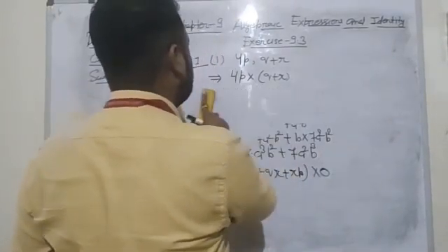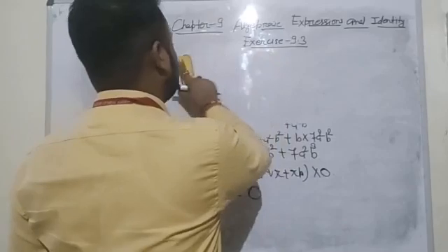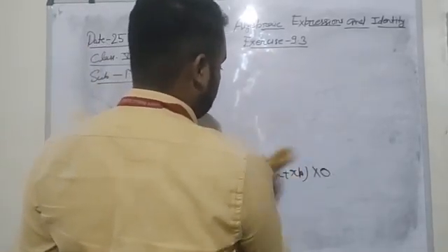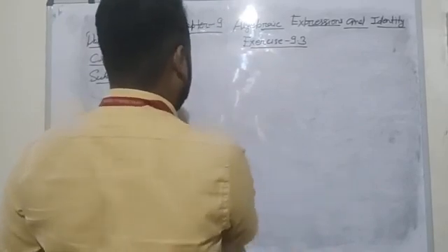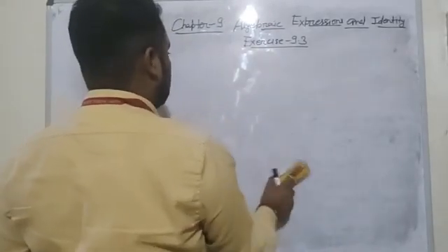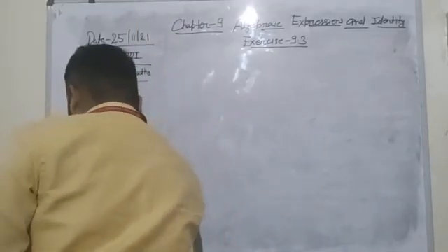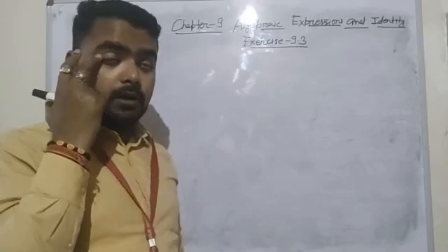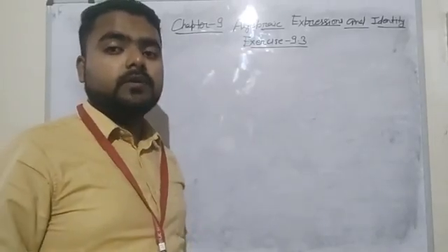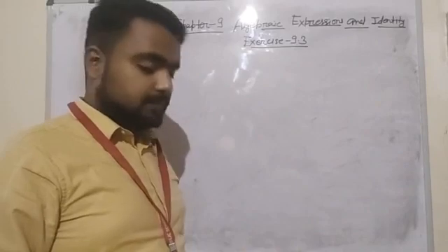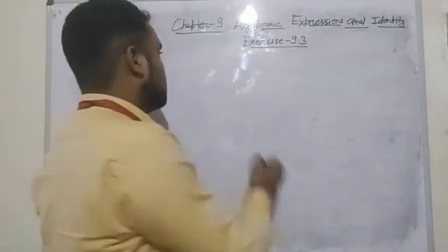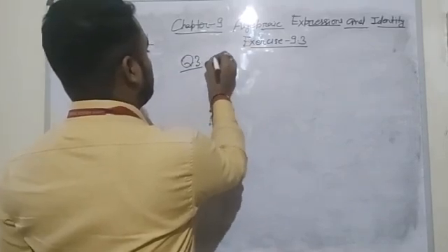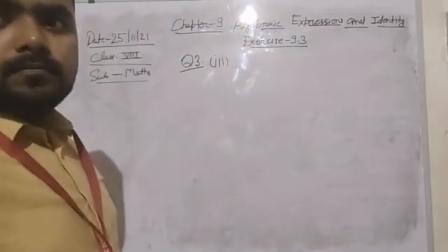Now question number 2: there is a table, and in the first column there is an algebraic expression, in the second column there is another algebraic expression, and in the third you have to find the product of those two algebraic expressions. You all have to do it by yourself, and if you have any doubt you can ask me in the class. So now I am going to question number 3 and the third part of this question.